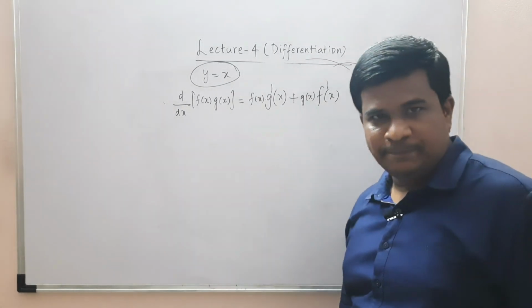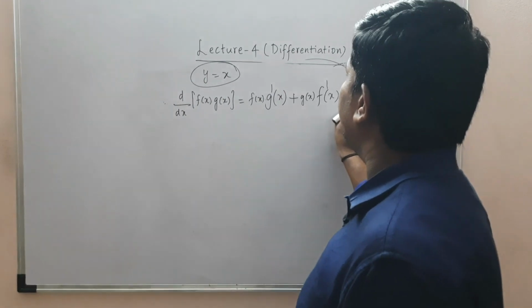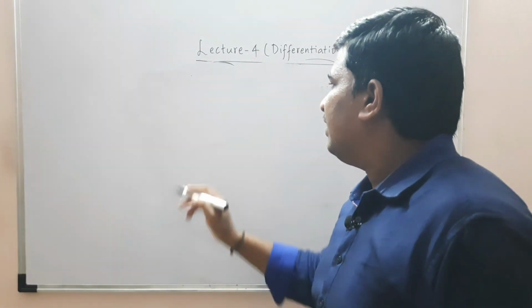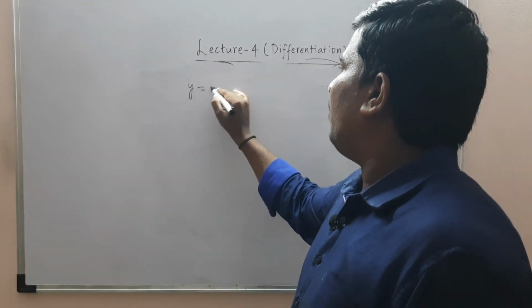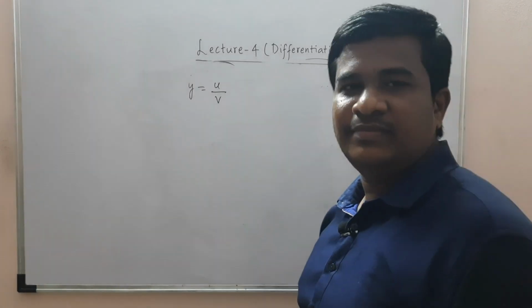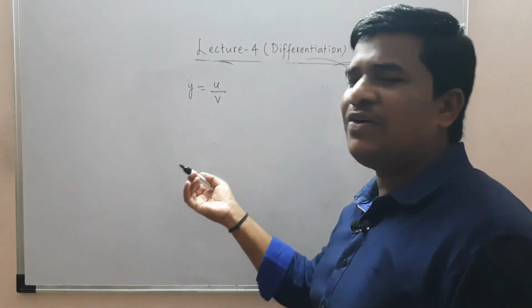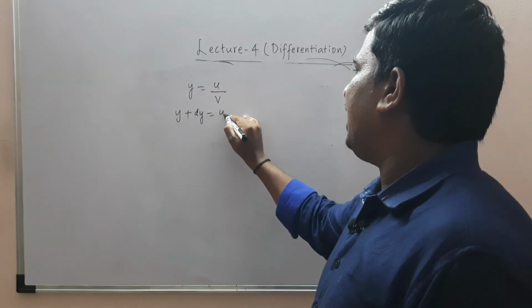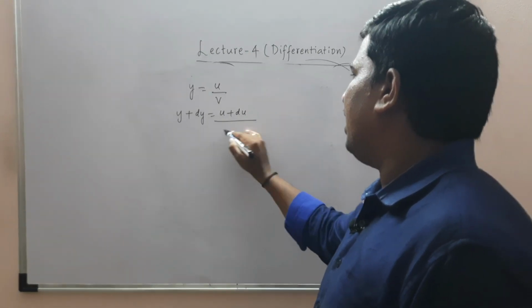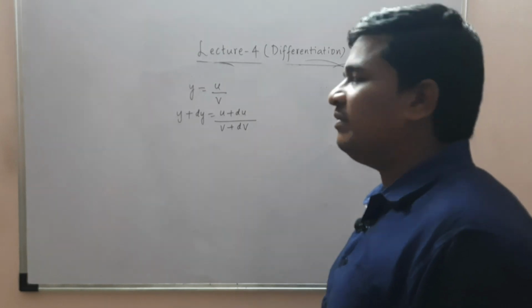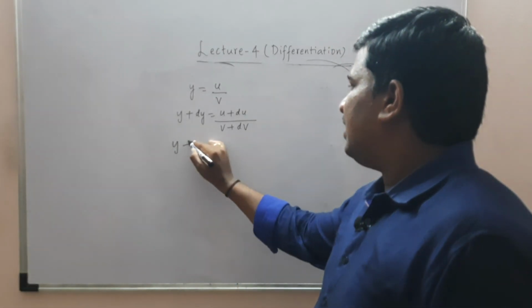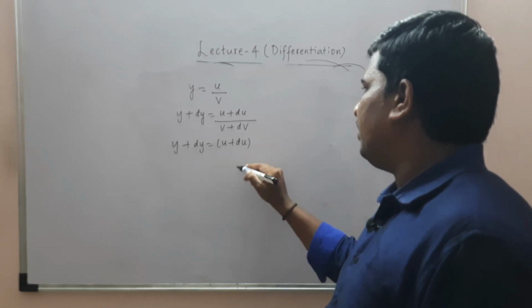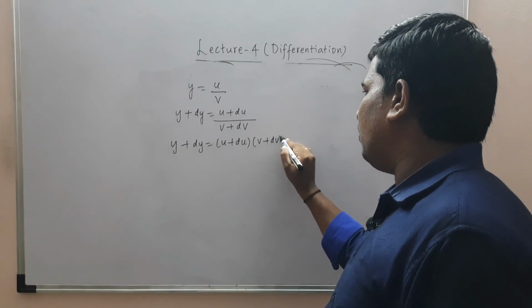Now let me go with division. So here let me take y equal to u by v, where u is f of x, v is g of x. So what do I write now? y plus dy, you will be writing u plus du by v plus dv. Fine. So y plus dy equal to, can I write like this, u plus du into v plus dv whole power minus 1.